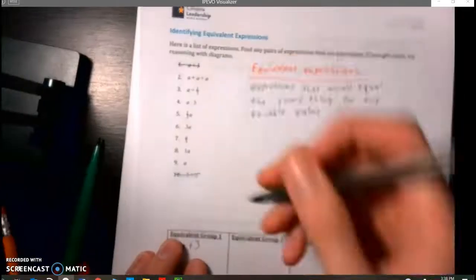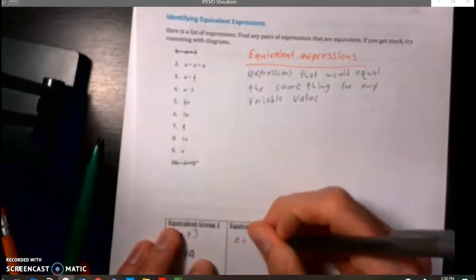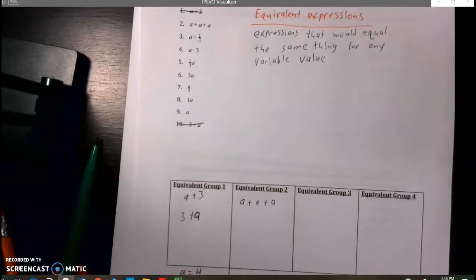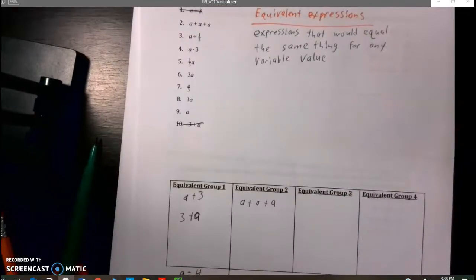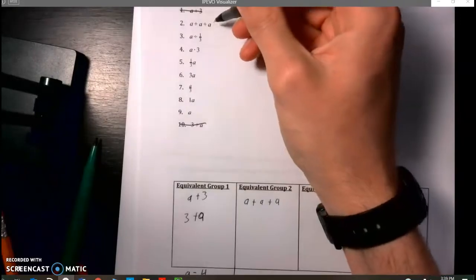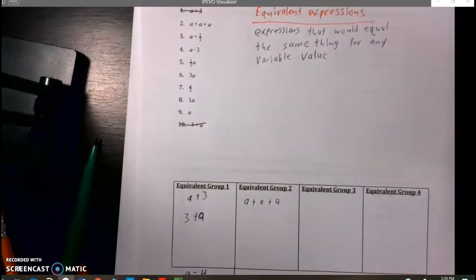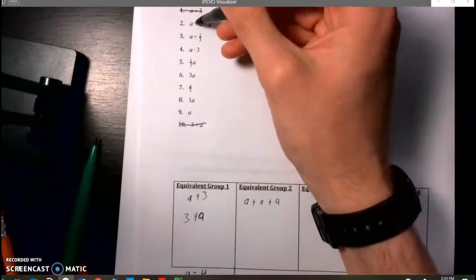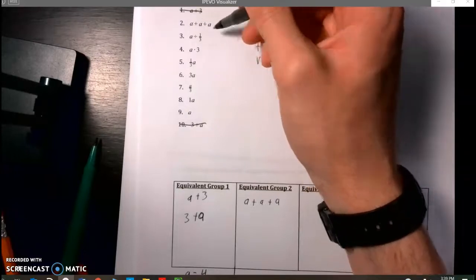So number 2, A plus A plus A. We'll put that in group 2. Okay? And let's look for any expressions that would go with it. So this is repeated addition. It's the same number being added to itself multiple times. And at this point, we should all feel pretty confident that repeated addition is another way of representing multiplication. So this is A times itself 3 times. So this is A times 3.